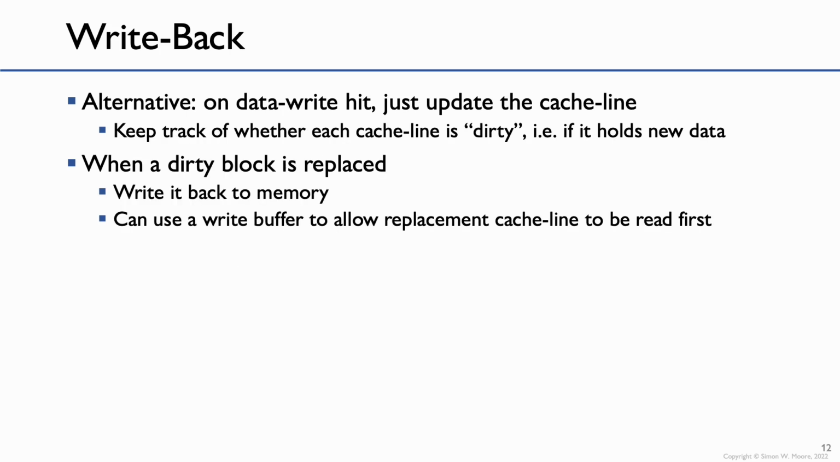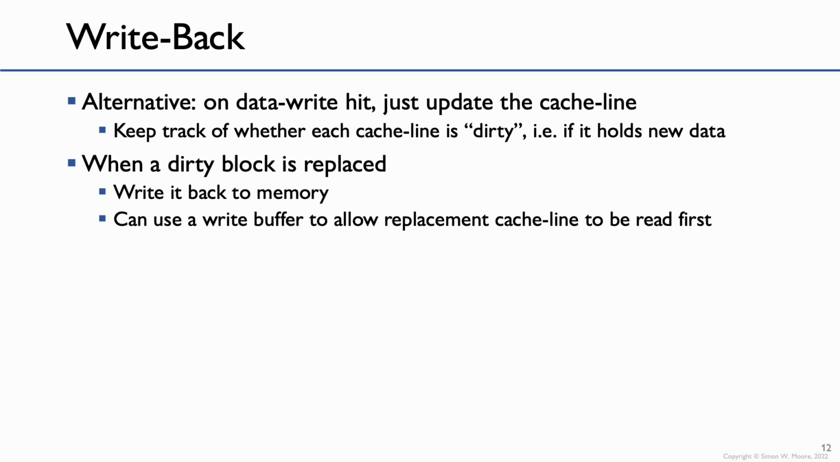Another approach is write back. So on a write hit, we just keep the data in the cache line, and we keep track of whether the line is dirty, which is a bit of an odd phrase, but that's what's used in the literature. So if a write has happened to a cache line, so it's got new data in it, it's marked as being dirty. And when a dirty block is replaced, in other words, when we need to replace that cache line with some new data, then we ensure that information is written back to the next level in the memory hierarchy.